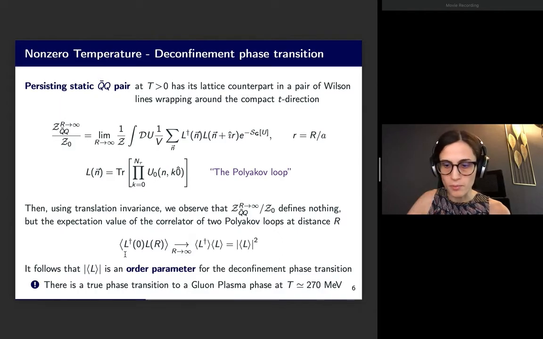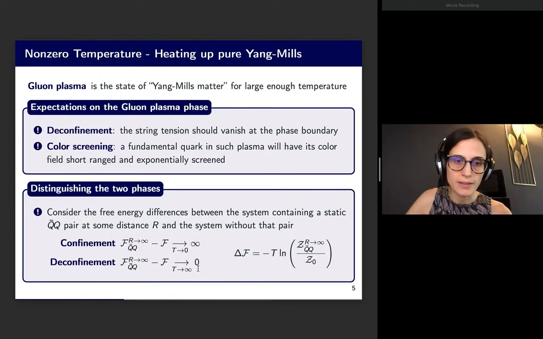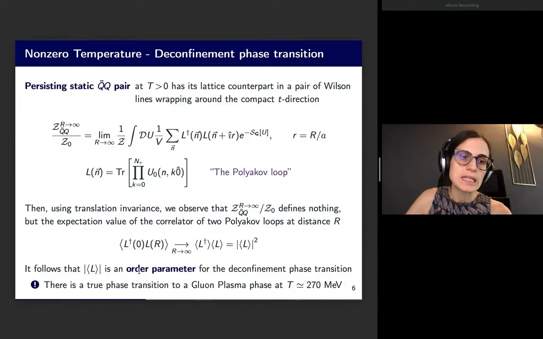It follows from this, and from the fact that the difference of the free energies is infinity in one phase and 0 in the other phase, and it is connected via a logarithm to the ratio of the partition functions, that this quantity is what we call an order parameter for the deconfinement phase transition. What is an order parameter? It is an observable which is 0 in one phase and non-zero in the other phase. And now we have just realized what that observable is.